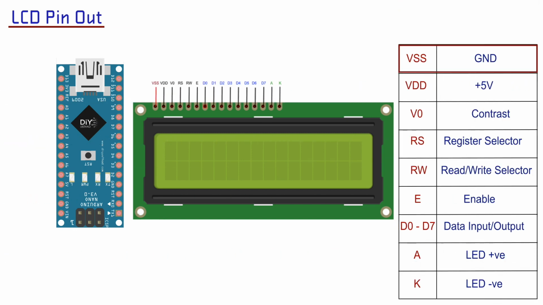The first pin is VSS, which is the ground. The second pin VDD is the positive 5 volt input. The third pin is V0, which is used for adjusting the contrast of the display.